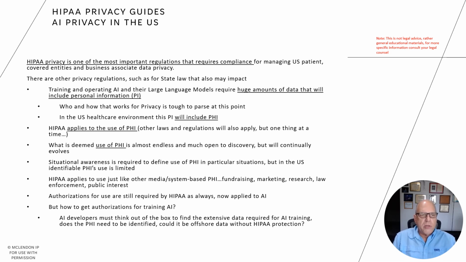HIPAA privacy guides, AI privacy in the US. HIPAA is the most important privacy rule in healthcare right now. We don't know exactly how that's going to express itself in the future. We've had privacy for a long time, but things can change. But I don't know if they will. But HIPAA privacy is one of the most important regulations that require compliance for managing U.S. patient information for covered entities, providers of care, payers, and business associates.